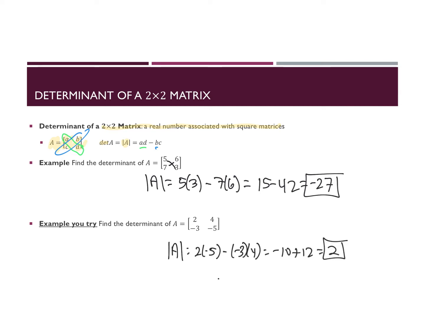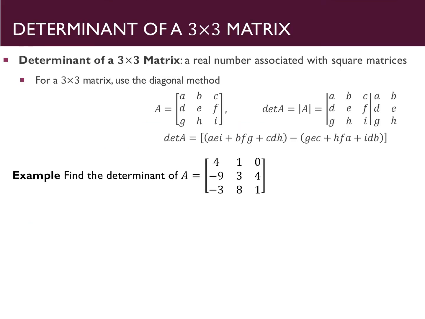So hopefully you found your determinant for the you try to be 2. That's it. When we find the determinant of a 3 by 3 matrix, there are several different ways that we can go about doing this. It's probably easiest to use the diagonal method, which we have illustrated here.